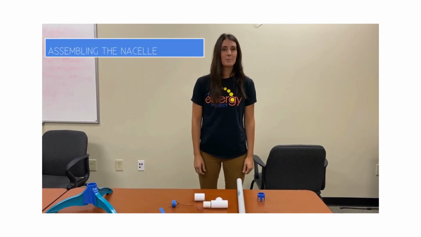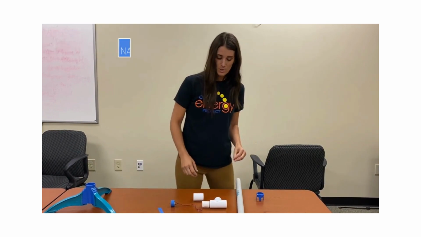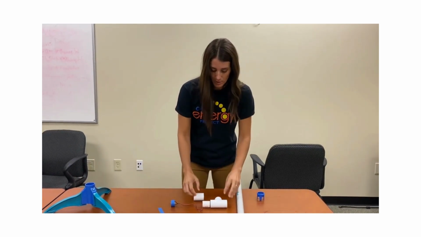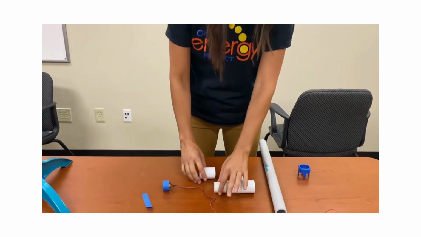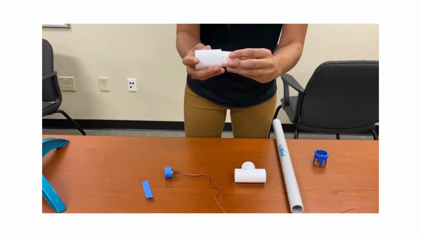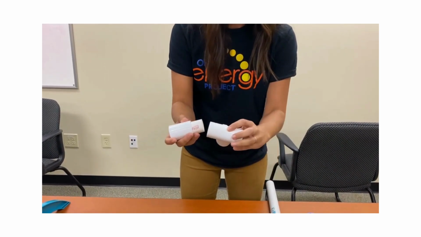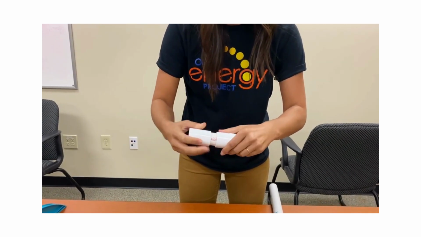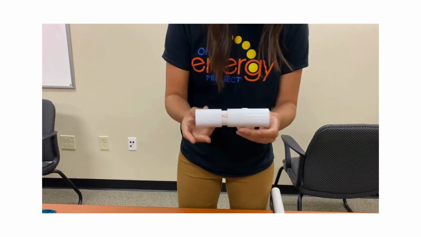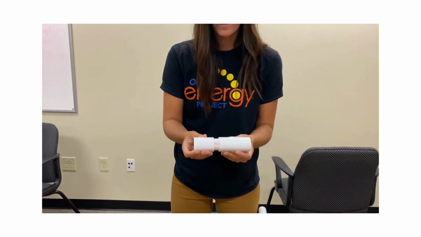So the next thing we're going to be doing is building the nacelle and the top part of the tower. So to build the nacelle, what you're going to do is use your 3 pieces of PVC pipe. So I'm going to grab these, the smaller piece, put it in. The next piece I'm going to fit into place. The nacelle is what holds your motor for the top part of the tower.